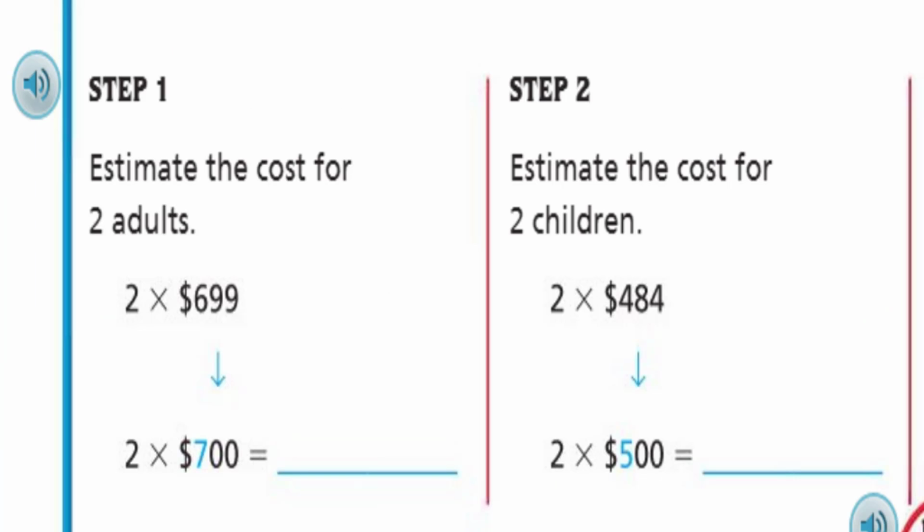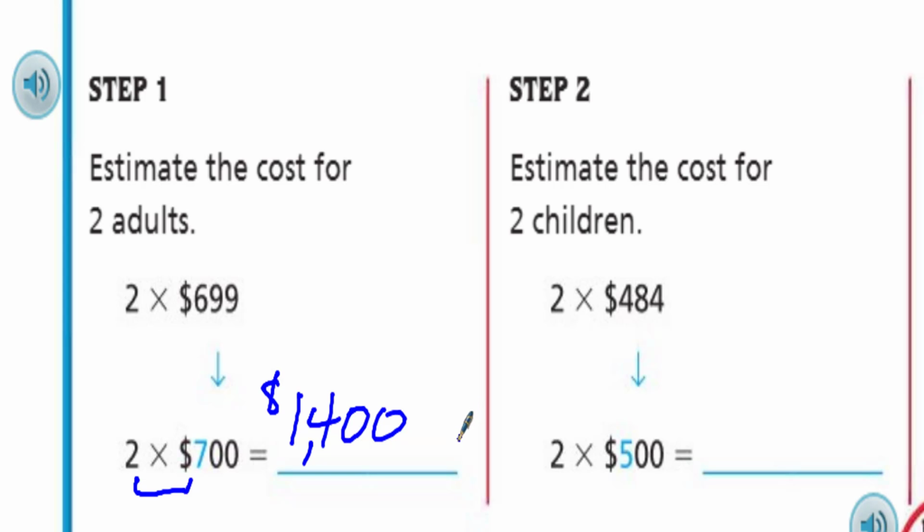Step 1 says we need to estimate the cost for 2 adults. All right. So we have 2 times 699. Look what they did. They rounded up to 700. That makes so much sense because look at it. We just have our simple facts now, and we have 1,400. Now keep in mind, we can call that 1,400 or 1,400. Either way is fine. Okay?